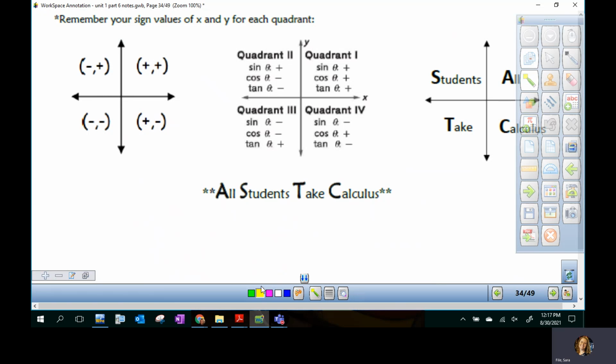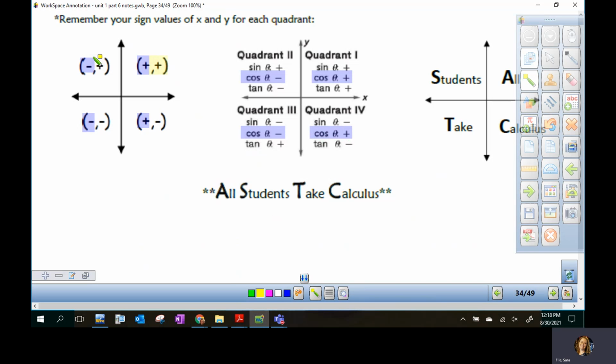So what we said a second ago is that cosine corresponds to the x value. So whether or not cosine of an angle is positive or negative will depend on what quadrant the terminal side of that angle is in. So if it's in quadrant 1, cosine's going to be positive. If it's in quadrant 2, cosine's going to be negative. If it's in quadrant 3, negative, and if it's in quadrant 4, positive.